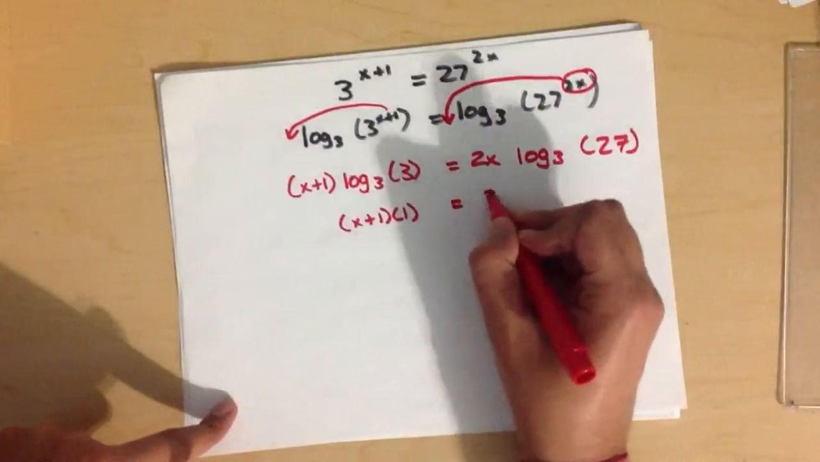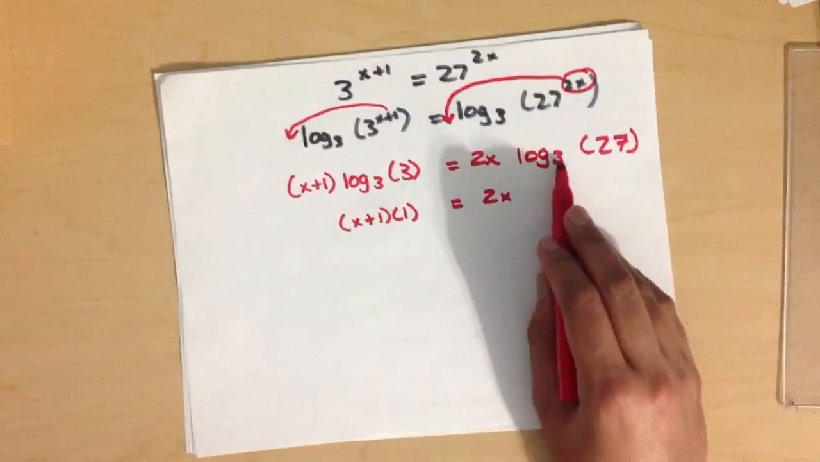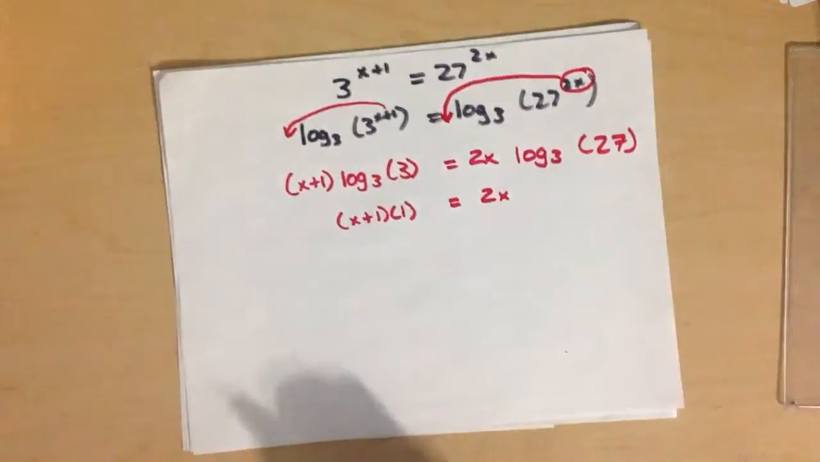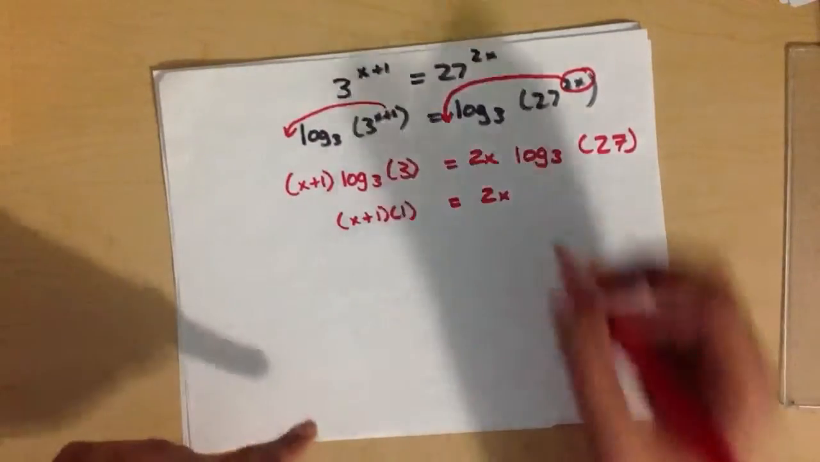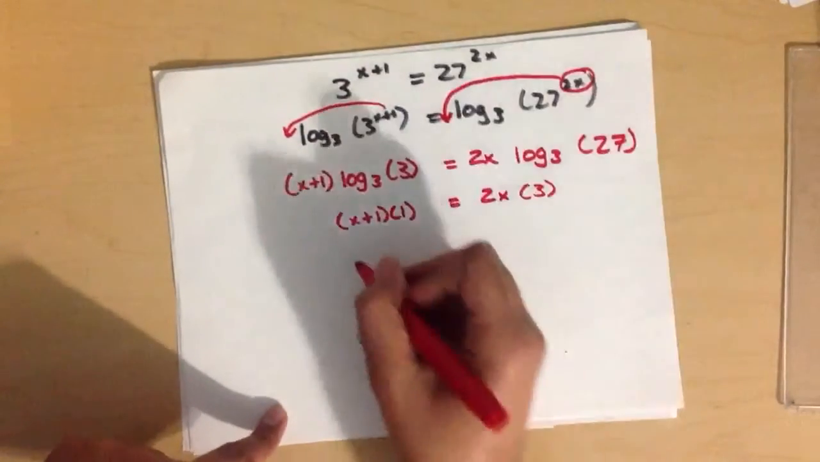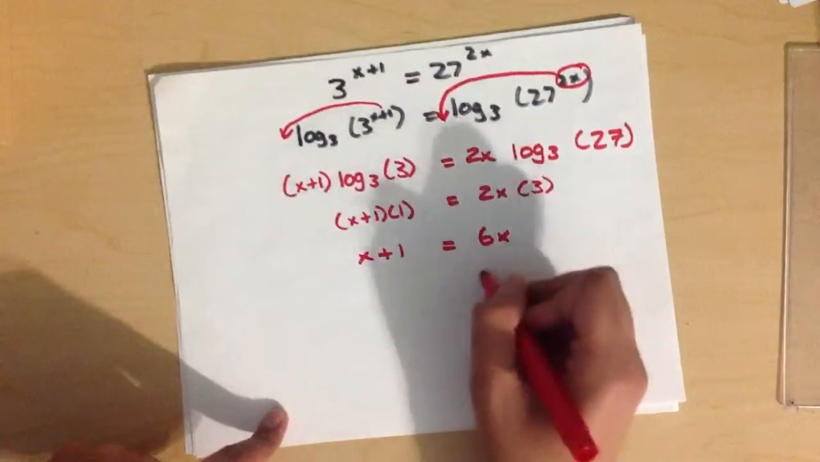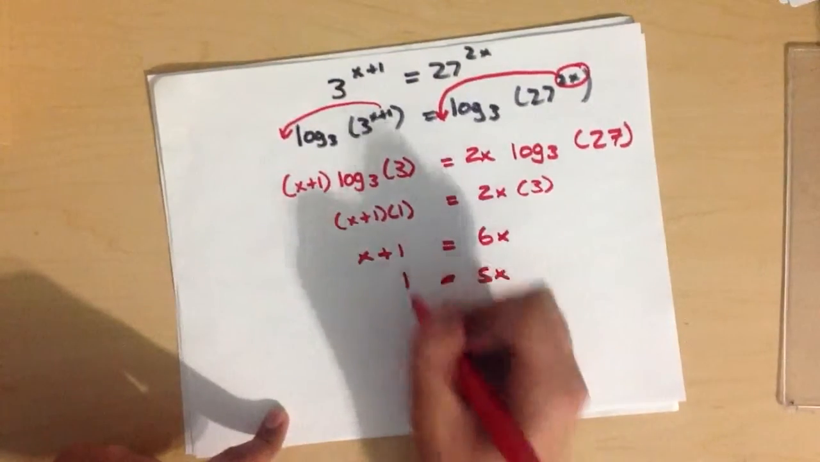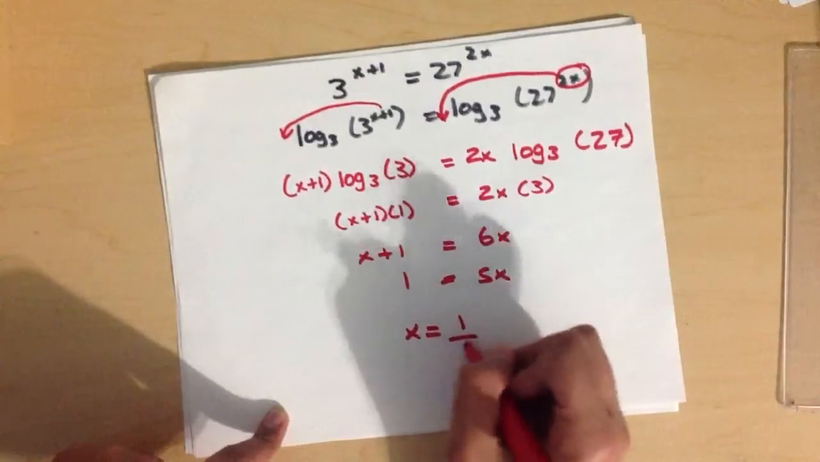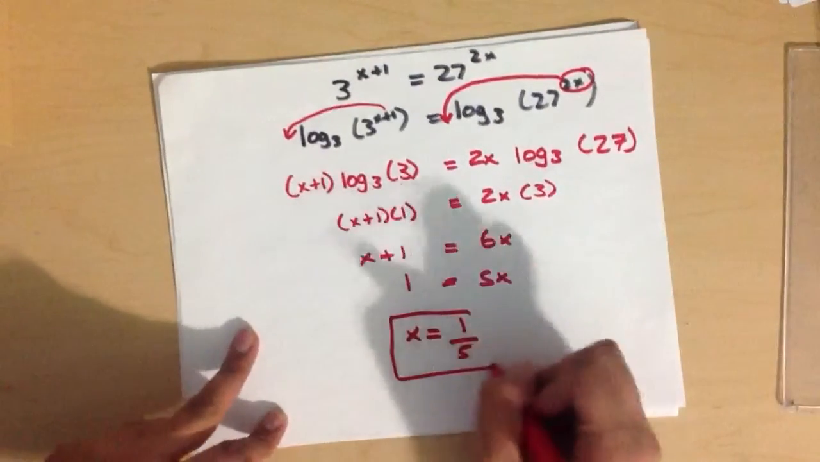And the same thing here. Now 2x. Now this is basically saying 3 to what power is going to get you 27? And obviously 3 cubed is 27. So this is going to be equal to 3. So now simplifying it out, x plus 1 is going to be equal to 6x. Move the x on this side, 5x is going to be equal to 1. And x again, therefore x is also 1/5 here as well, which is the right answer.